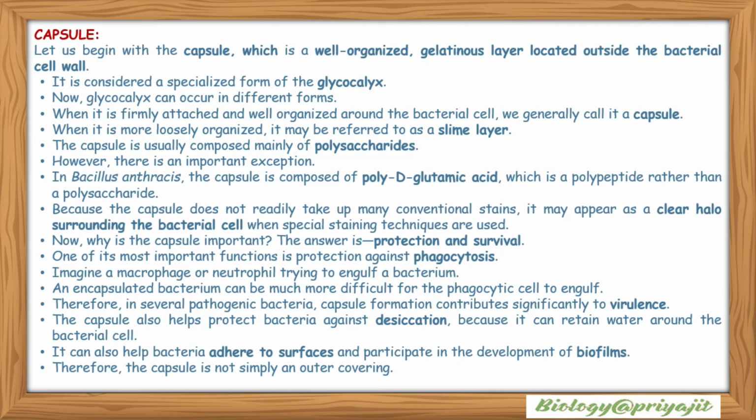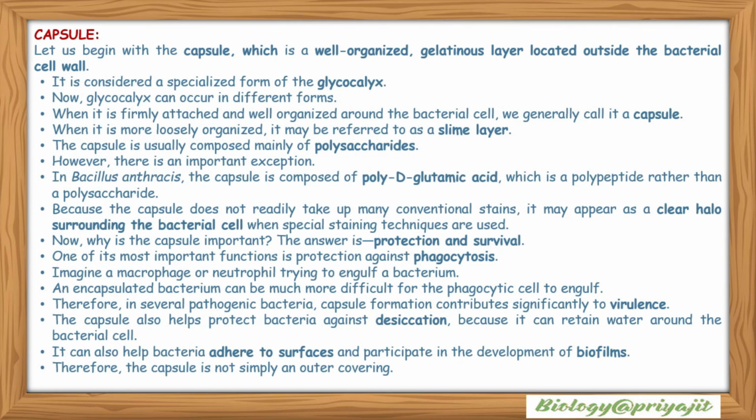Because the capsule doesn't readily take up many conventional stains, it may appear as a clear halo surrounding the bacterial cell when special staining techniques are used. Now, why is the capsule important? The answer is protection and survival. One of its most important functions is protection against phagocytosis. Imagine a macrophage or neutrophil trying to engulf a bacteria. An encapsulated bacteria can be much more difficult for the phagocytic cell to engulf. Therefore, in several pathogenic bacteria, capsule formation contributes significantly to virulence.